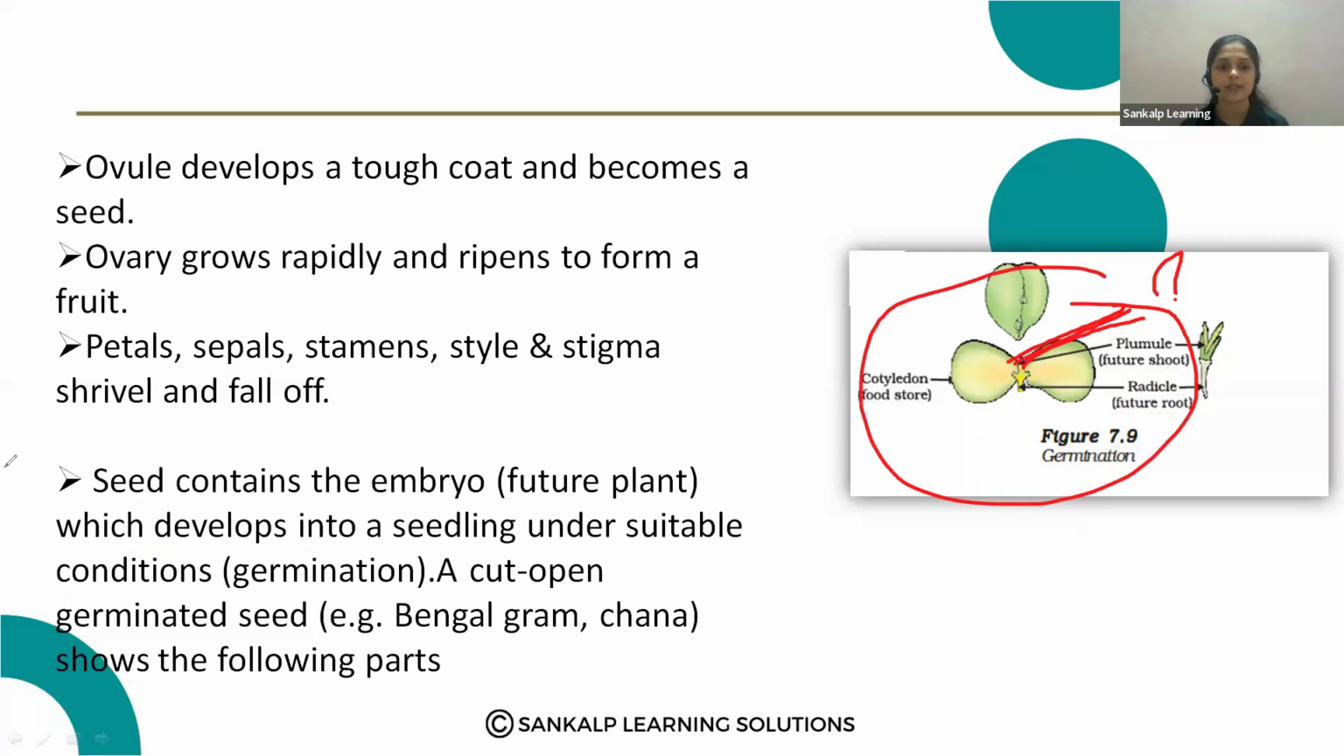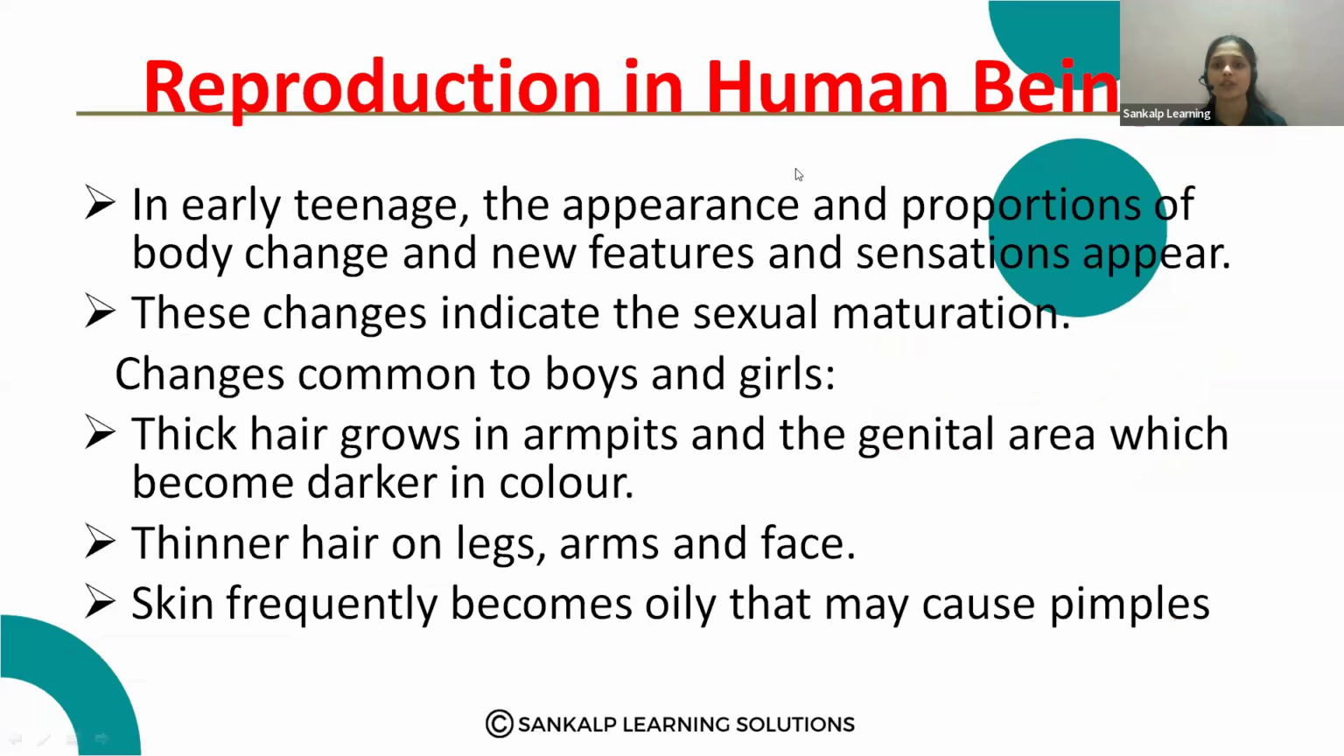So this is about sexual reproduction in the flowering plants. I hope this topic is clear. Then we should discuss reproduction in human beings. Till now we have discussed the different types of reproduction in different organisms. First we studied asexual reproduction.